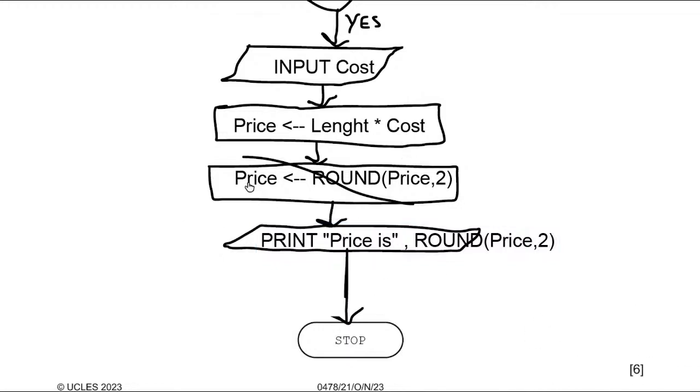You are not going to lose marks if you use a separate box to round off the price, or if you directly use the round function with the print statement. The actual goal of the program is to print the final price to two decimal places, no matter at what step you do it. So both approaches are fine.